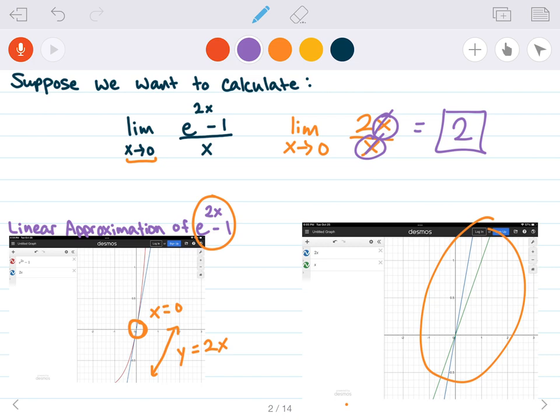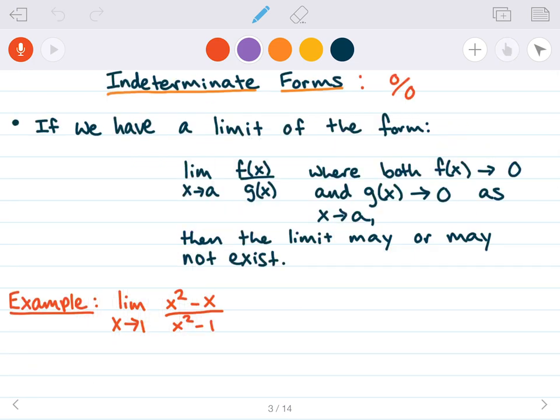All right, so let's do some practical examples here. So the first thing we need to define is what is an indeterminate form. Basically, if you have 0 over 0 or infinity over infinity. So the first one we look at is 0 over 0. And basically that's just saying, if you have a limit as x goes to some a and you plug in, and if your numerator goes to 0 and your denominator goes to 0 as x goes to a, then we have 0 over 0 and the limit may or may not exist.